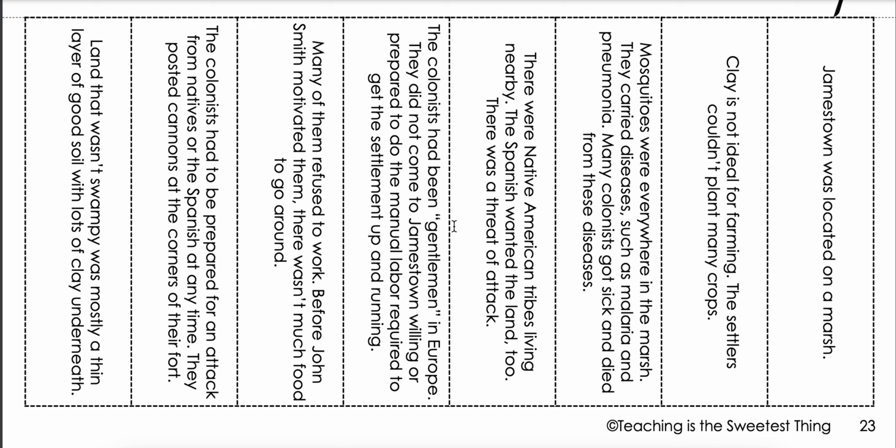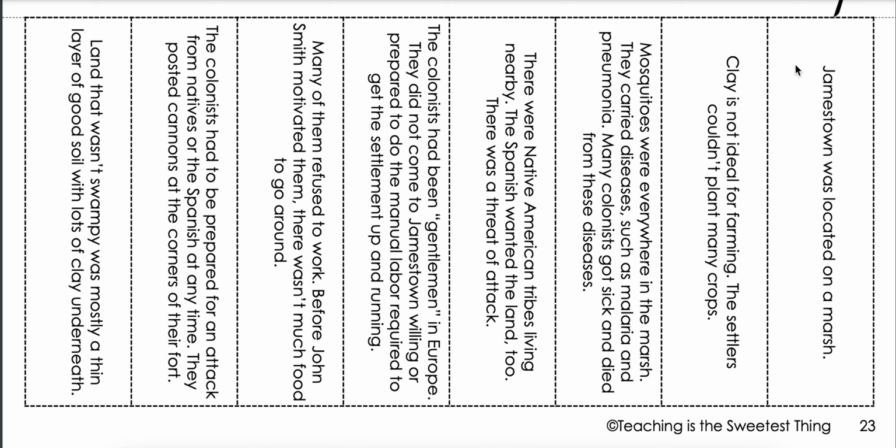No. The colonists had been gentlemen in Europe, and they did not come to Jamestown willingly or prepared to do the manual labor. Nope, that doesn't have anything to do with it, right? Many of them refused to work before John Smith motivated them. Nope. The colonists had to be prepared for an attack by the natives. Nope, but I am hearing some things that may connect to something else in a minute. Land that wasn't swampy was mostly a thin layer of good soil with lots of clay. Now, this does have to do with the land, but I don't think those are causes and effects, right? This is talking about a different type of land than the marshy, swampy thing.